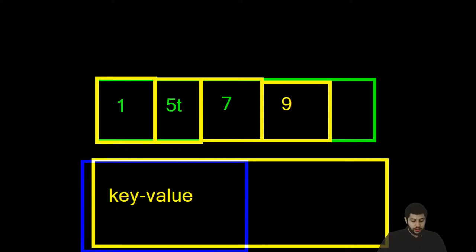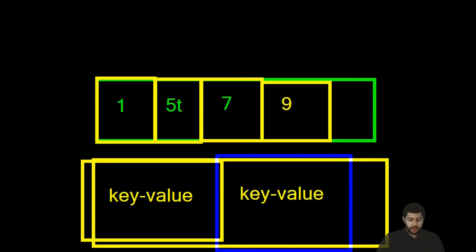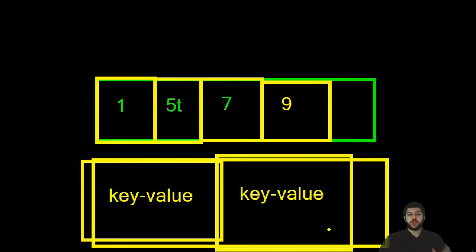You have a key and a value. Okay? So it's pretty much the same thing. We just have more flexibility. We can use strings as keys. We can use integers. We can use floating numbers. It doesn't really matter.